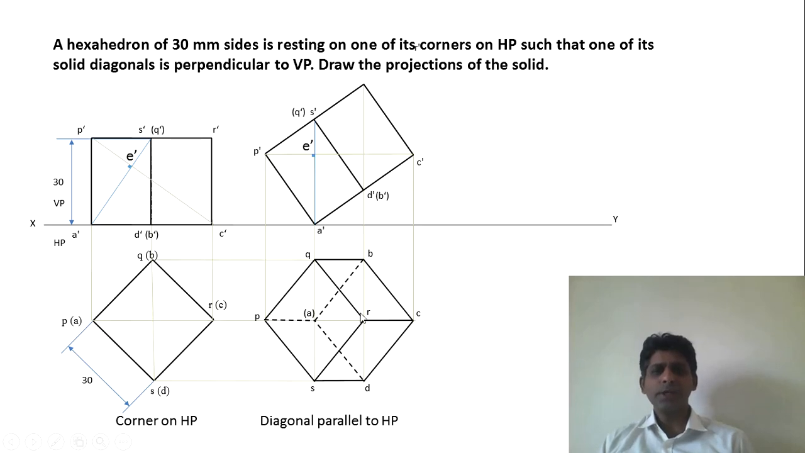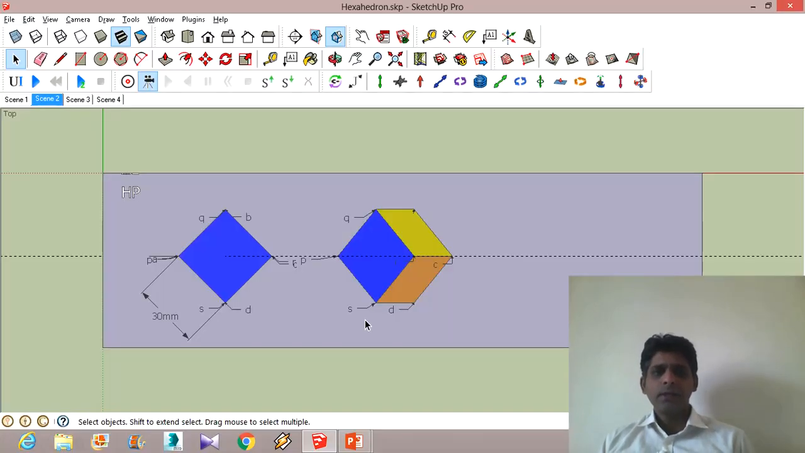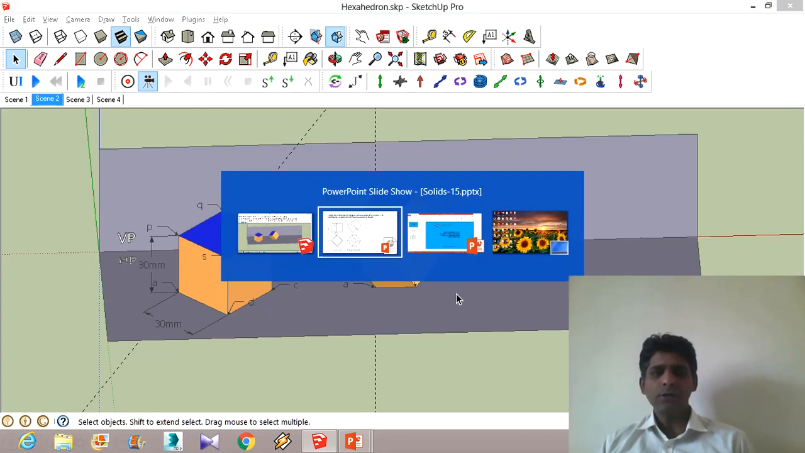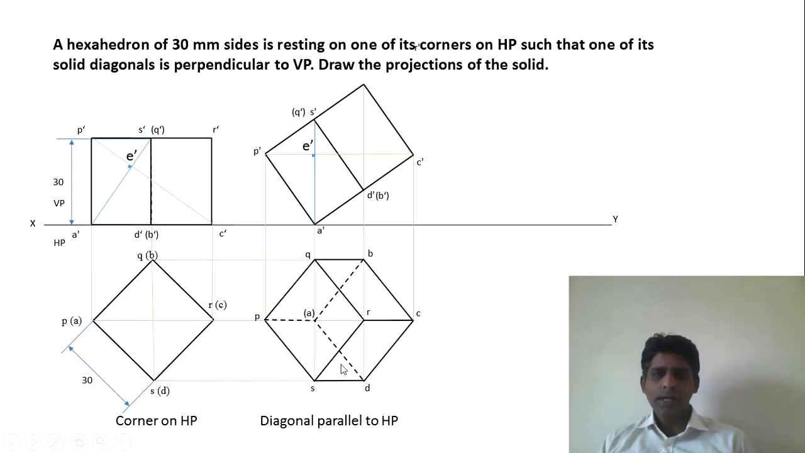Point R is the nearest point. You can see that point R is the nearest point. So whatever is starting from R is visible to the observer. So RQ, RS and RC are visible to the observer. And this is how you need to draw this view. Boundary lines are always visible. So PQ, QB, BC, CD, DS and SP are visible. Boundary lines are always visible, so you must take care.